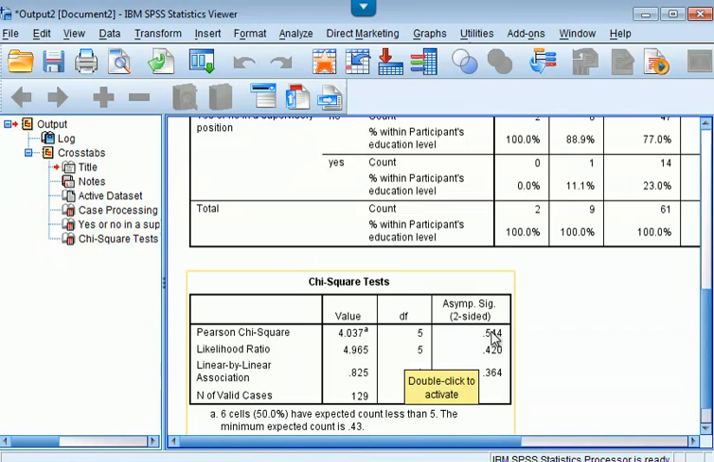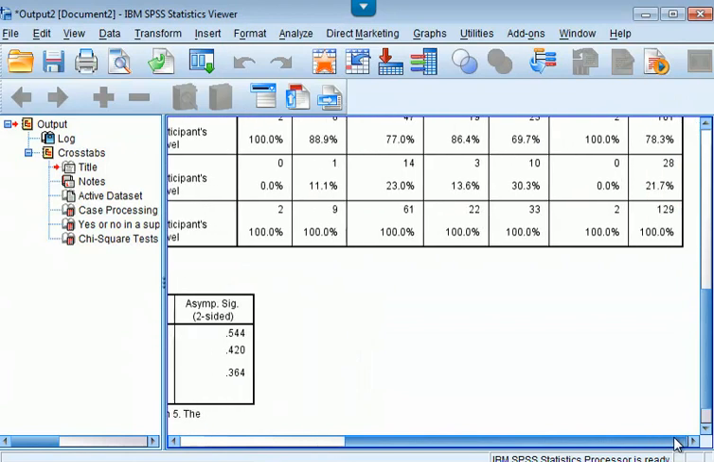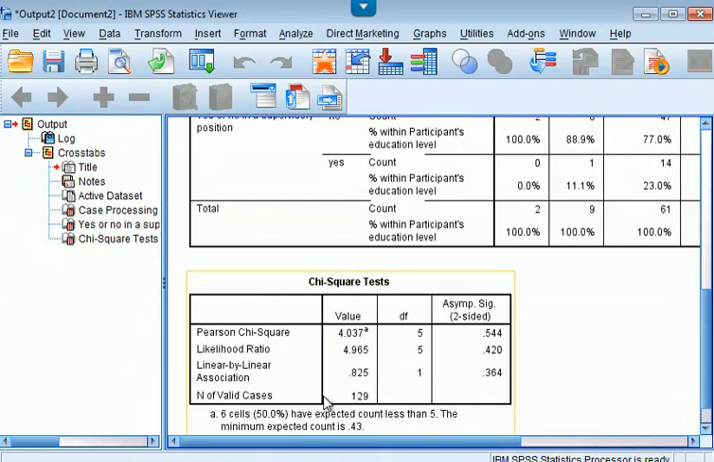So this relationship is not statistically significant. We know this because this number right here is substantially greater than the 0.05 threshold that we normally set for the significance levels. So in this relationship, they are not significantly related to one another. And again, you can get all that information from this table.